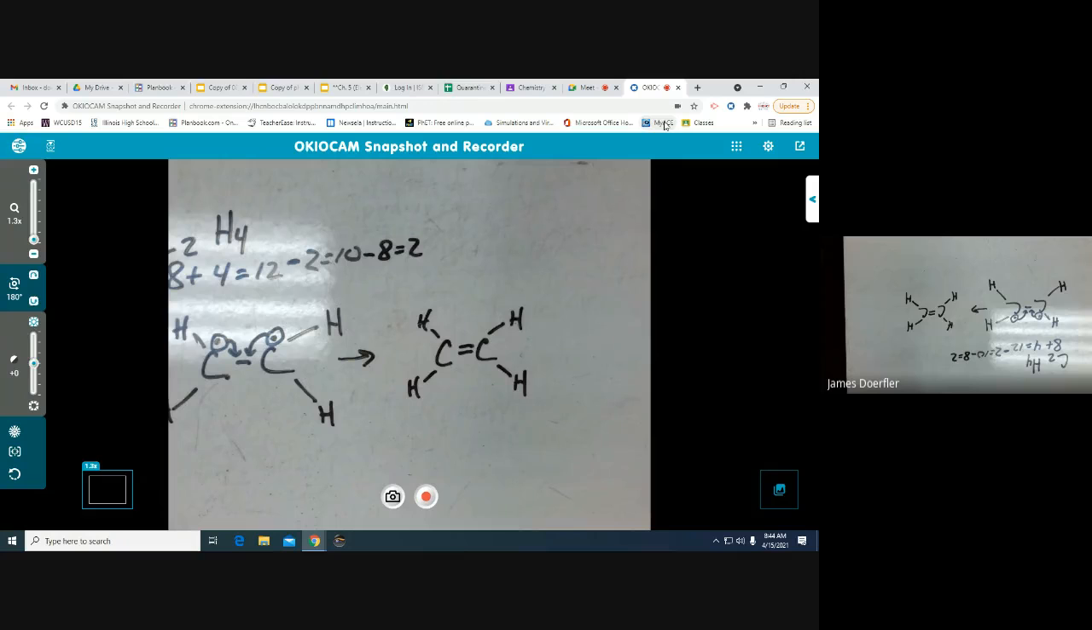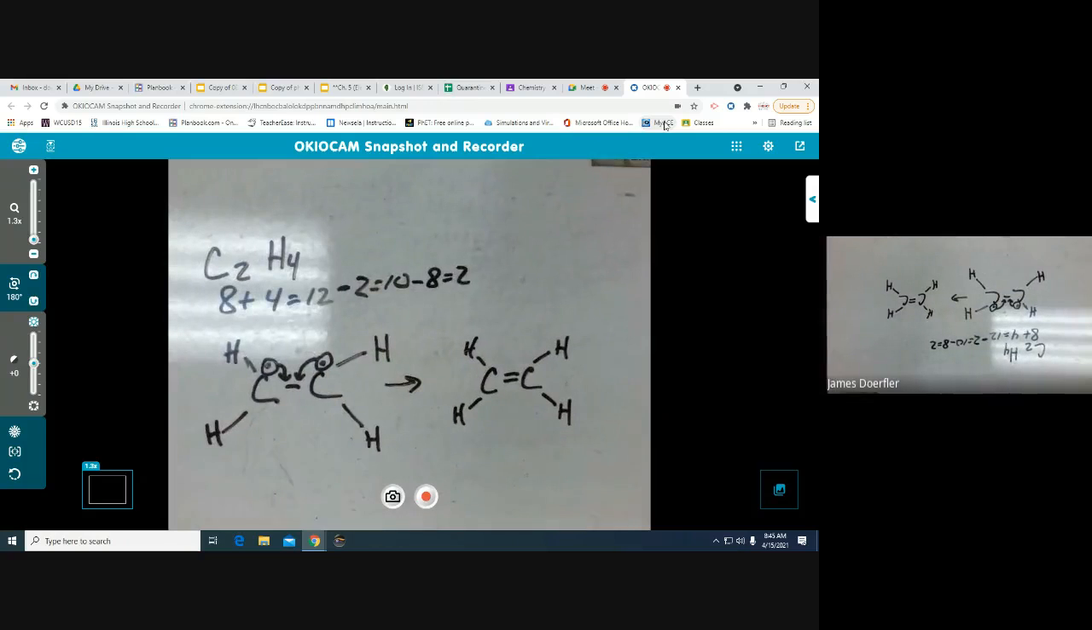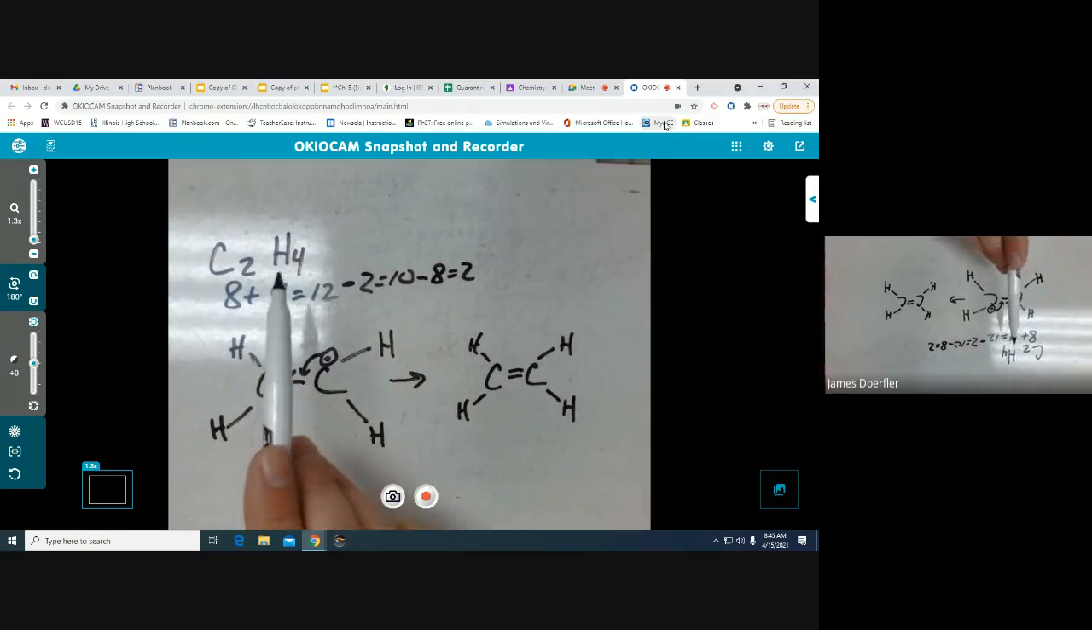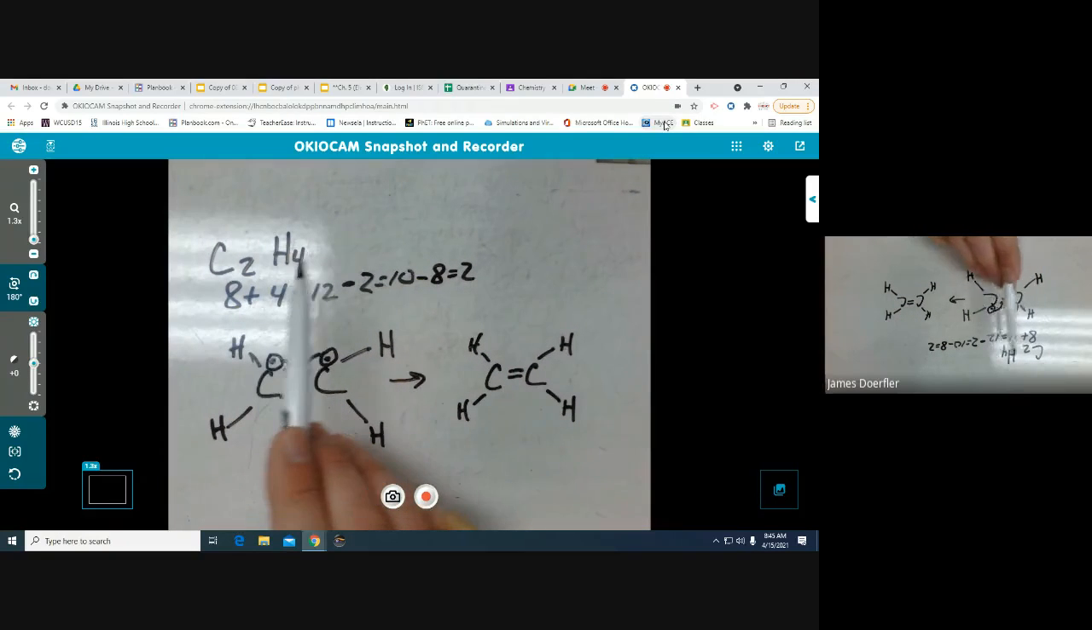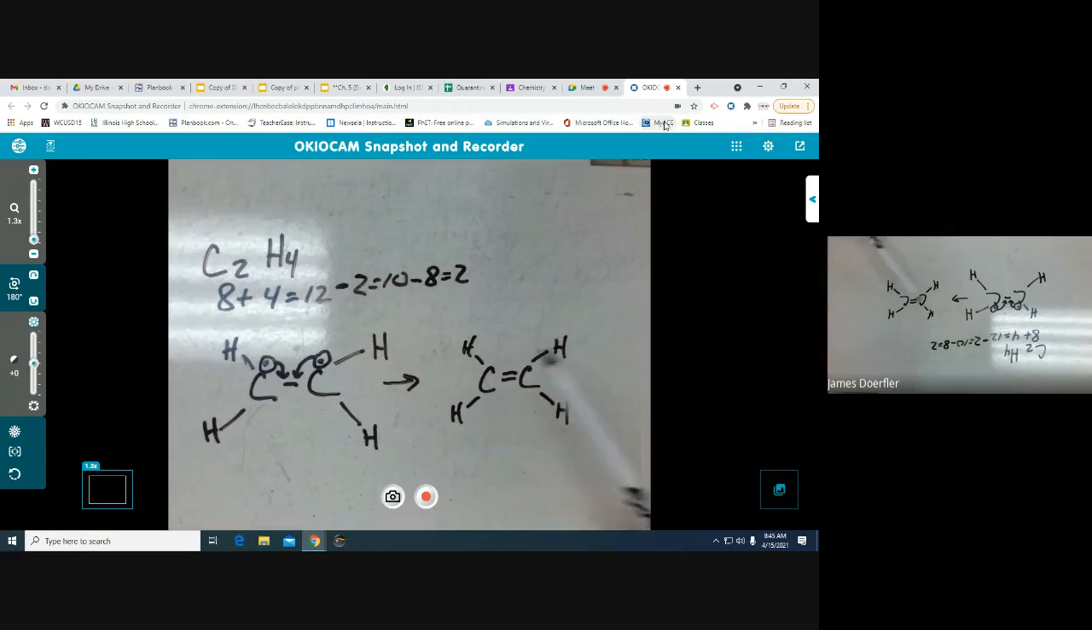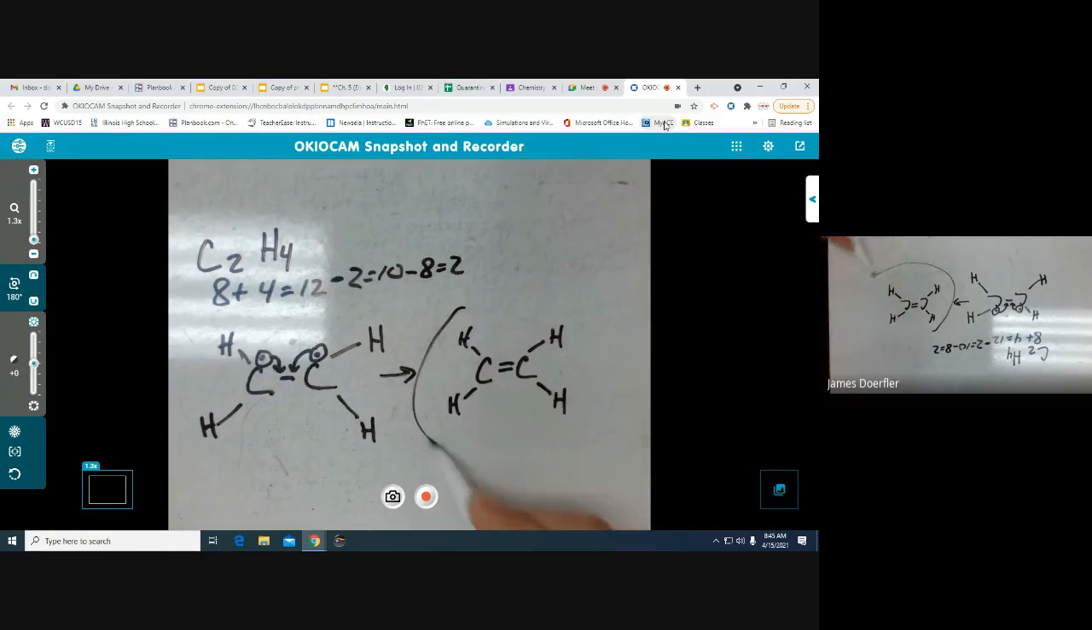Everyone's happy so far. And then before I put my stamp of approval on here, I go and double check what I was given. Do I have a polyatomic ion here? No, I don't. So I don't need brackets. This would be my answer. Okay?